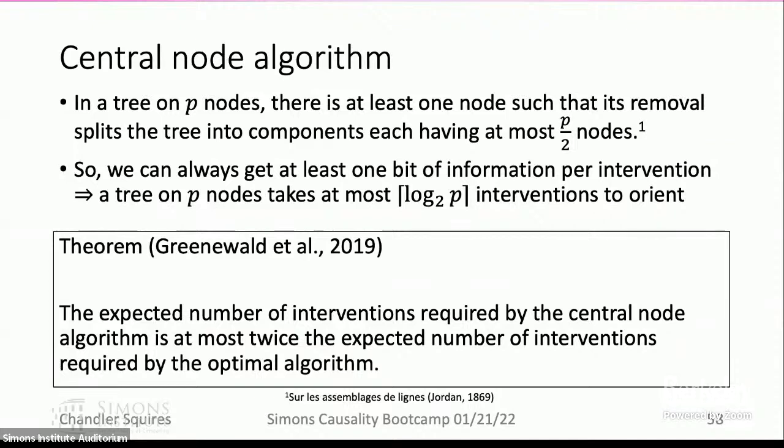And this is to be compared to the case where you knew the graph ahead of time and were just trying to check it, which would only require 1 intervention on the root node to verify that it was the right graph. So there's a gap between these 2 settings, as you might expect.